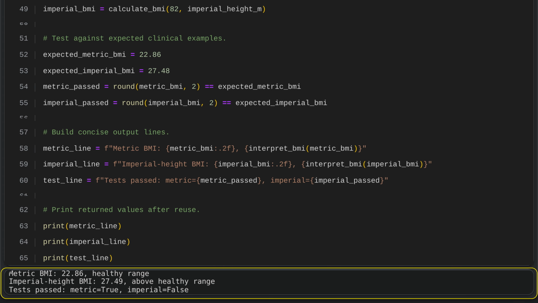This script calculates and interprets body mass index using metric and imperial inputs. It computes BMI from weight and height, converts inches to meters when needed, and labels the result by health range. When run, it tests 2 examples. 70 kilograms at 1.75 meters gives a BMI of 22.86 in the healthy range, while 82 kilograms at 68 inches gives 27.48 above the healthy range. It also reports whether the results match with expected test values.